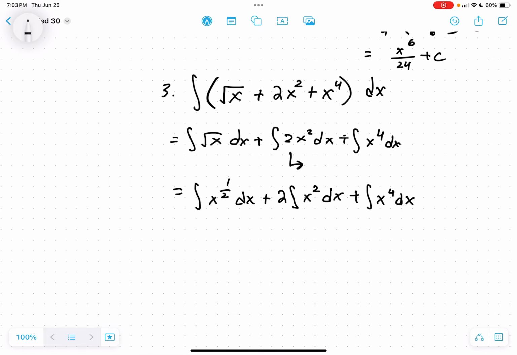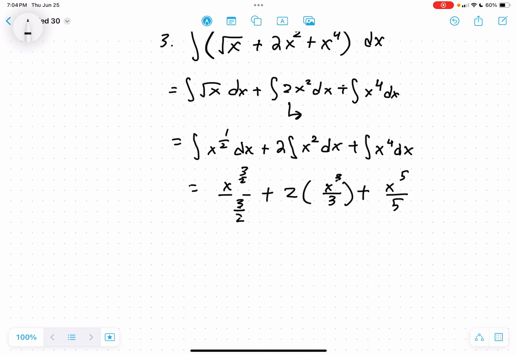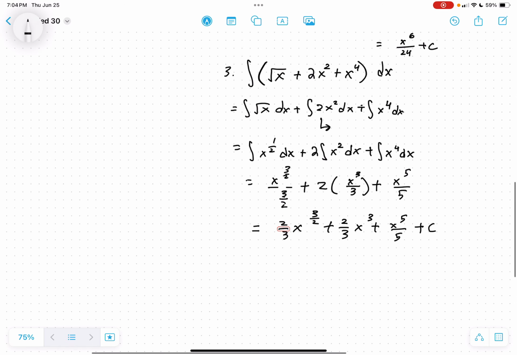So when I integrate this and apply the power rule, I'm going to get x to the 3/2 over 3/2 plus 2 times x to the 3 over 3 plus x to the 5th over 5. Well, now I can simplify this. This equals 2/3 x to the 3/2 plus 2/3 x cubed plus x to the 5th over 5. And now I can say plus c, because I always have to add that constant of integration.